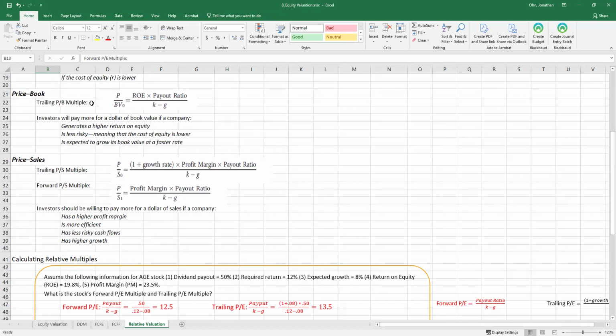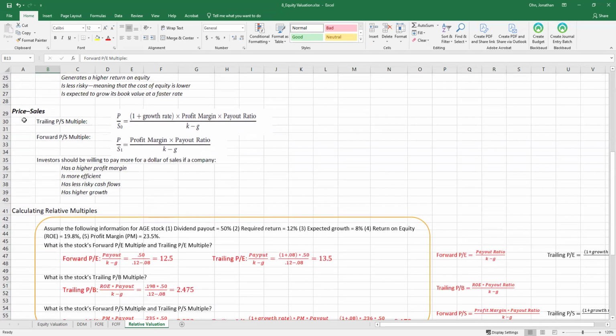Price to book ratio. That's the relationship, as you see. Price sales ratio is this one here. So if the company has higher profit margin, higher payout ratio, lower cost of equity, and higher growth rate, your forward price sales ratio is higher, meaning investors would be willing to pay more for $1 of sales when this happens. All right.